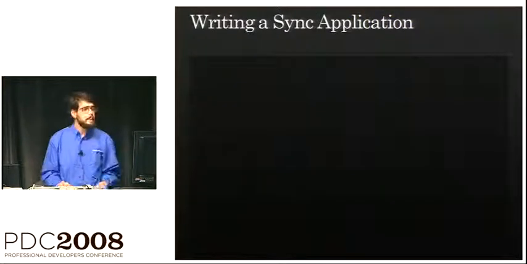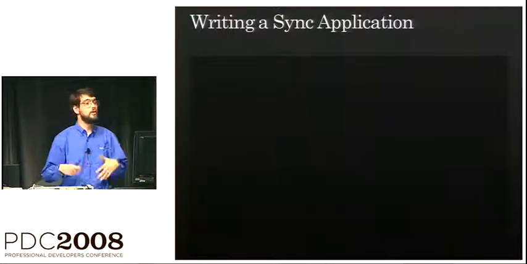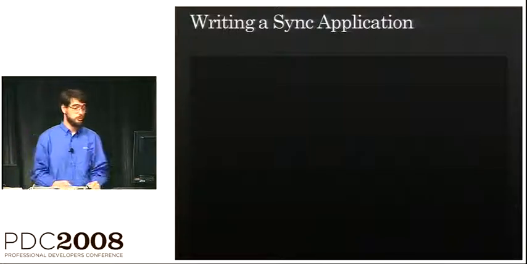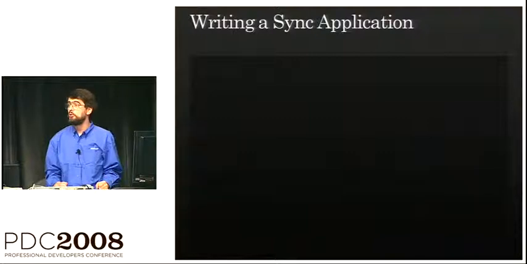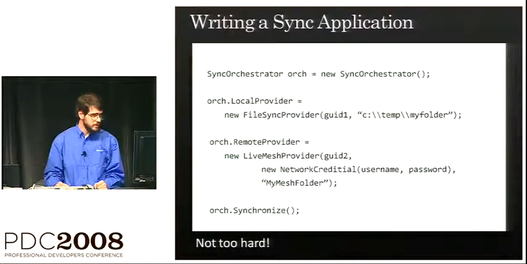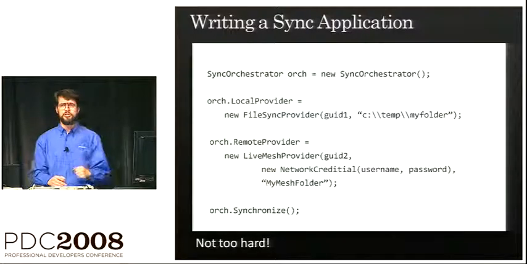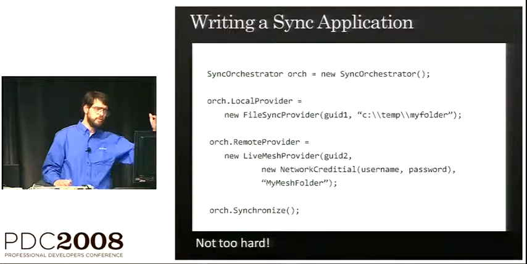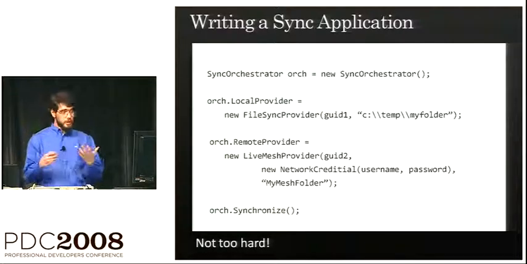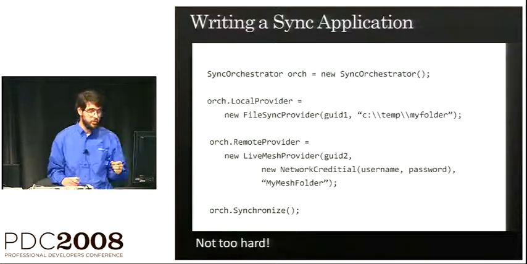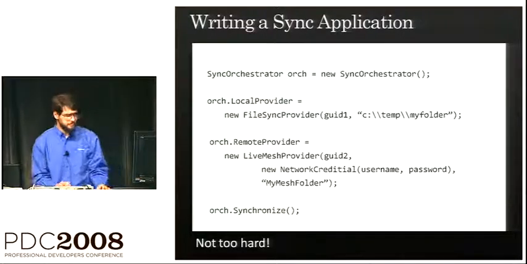Before I talk about that, though, let's look at what it takes to actually write a sync application yourself if you are so inclined, because Anchorage is certainly not the only sync application that will get written or used. Well, that's pretty much what it takes. All you need to do is instantiate Sync Orchestrator, instantiate one of the providers. In this case, it's a file sync provider that's pointed at a folder. Instantiate another provider. In this case, it's a Live Mesh provider that's pointed at a mesh folder, and synchronize them together. It is really easy.